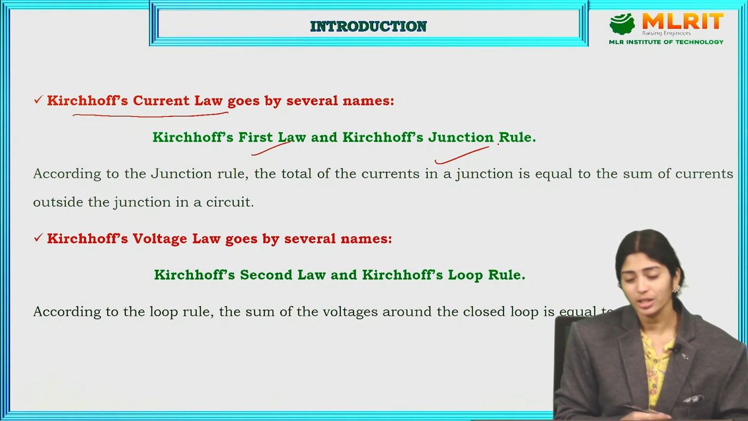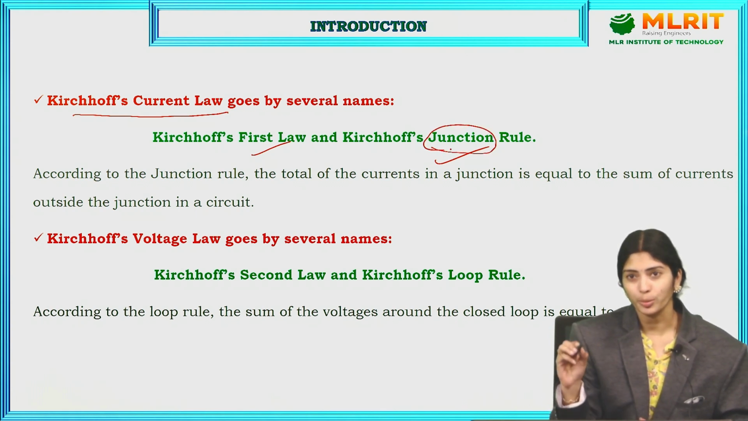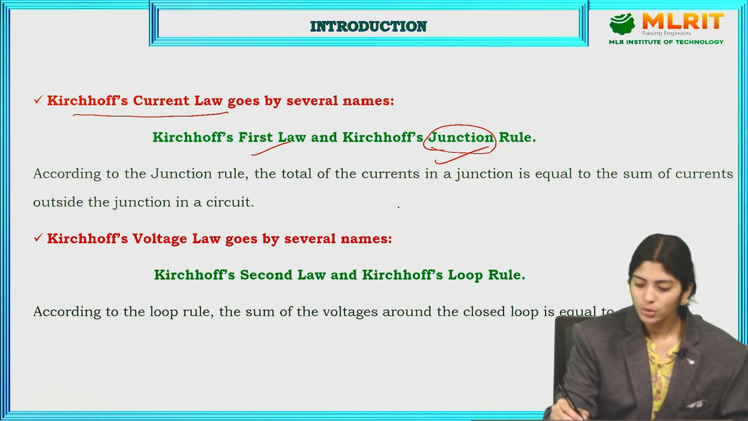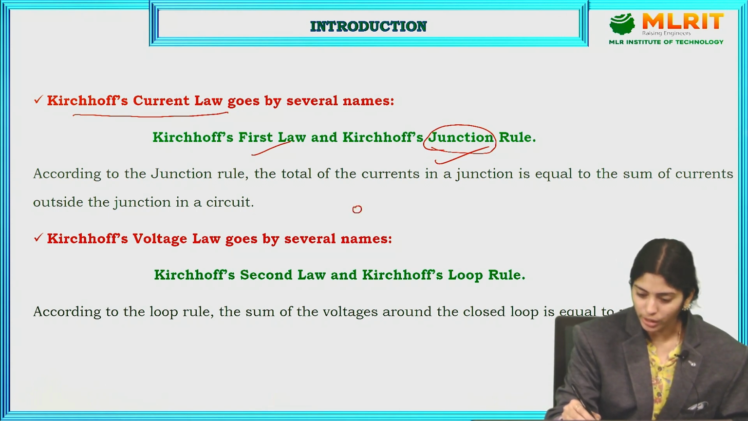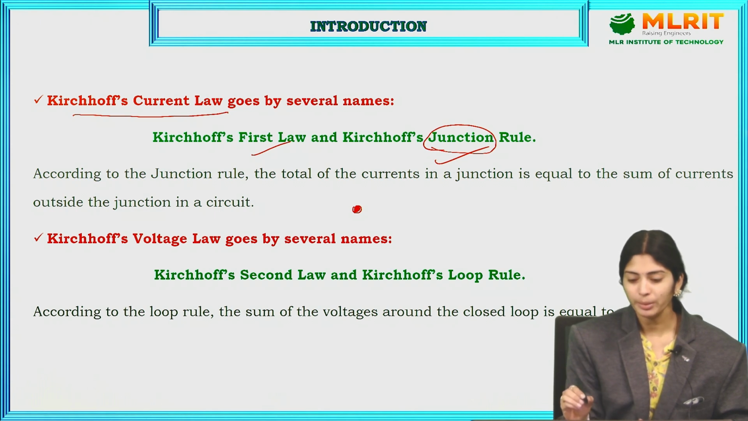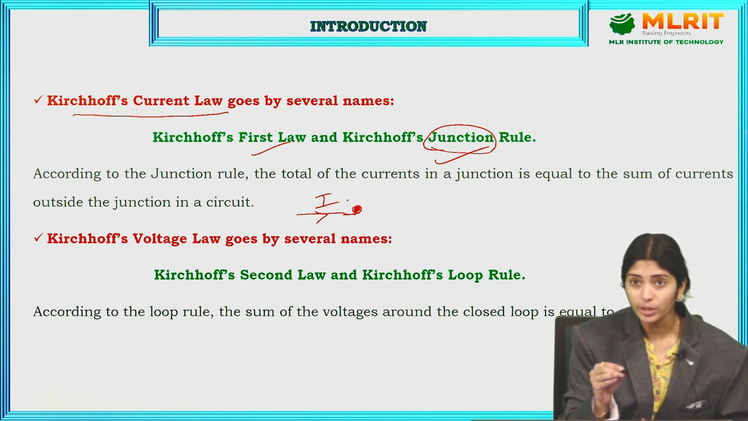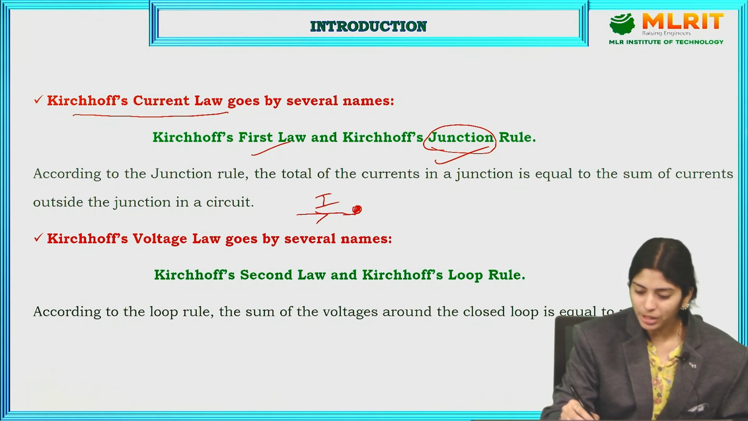So what is meant by a junction? Joining of two or more points is called a junction. A junction is also called a node. Here I am considering a junction or a node where many branches join. Let us consider that I amount of current is flowing into this junction, meaning towards the junction. From this junction there will be many branch connections.